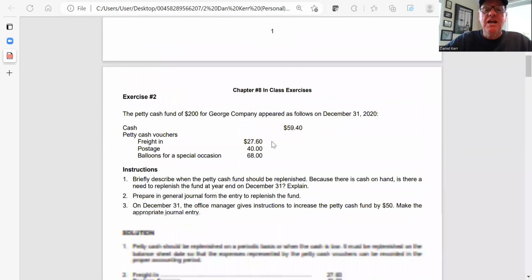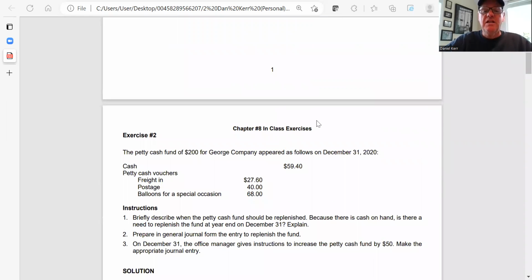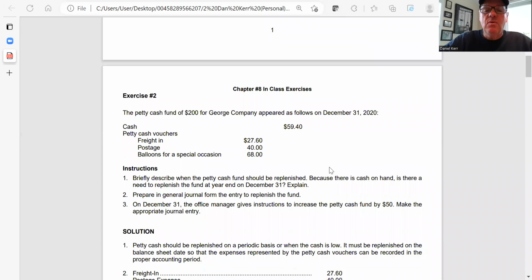All right, second exercise had to do with petty cash. So there's basically 3 transactions that we have with regard to petty cash. You've got to establish the petty cash fund, then you've got to replenish the petty cash fund, and then if you want to, increase the petty cash fund. So we've got 3 entries here.